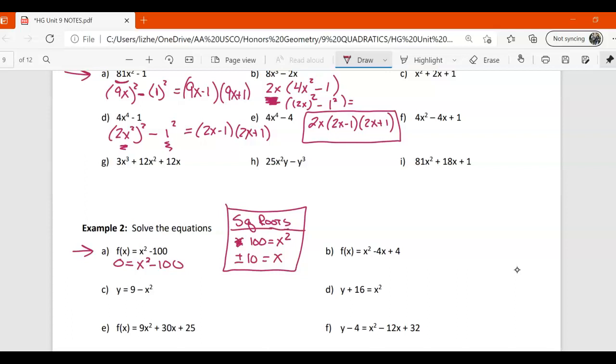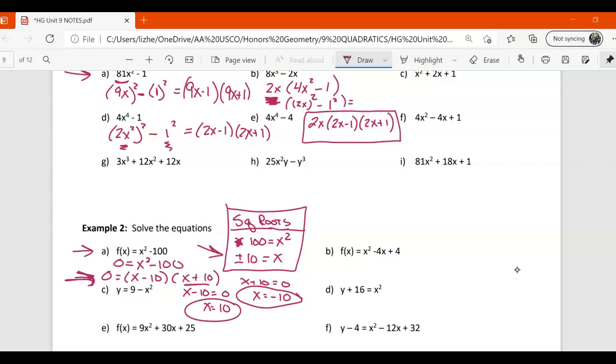But you can also use the difference of squares. So this would factor as x minus 10, x plus 10. And this is now a factored quadratic, so you're going to use your zero product property. You say x minus 10 equals 0, so x equals 10. Or x plus 10 equals 0, so x equals negative 10. And look at that, we end up with the same answers as right there. So you could factor it, or you could use square roots.